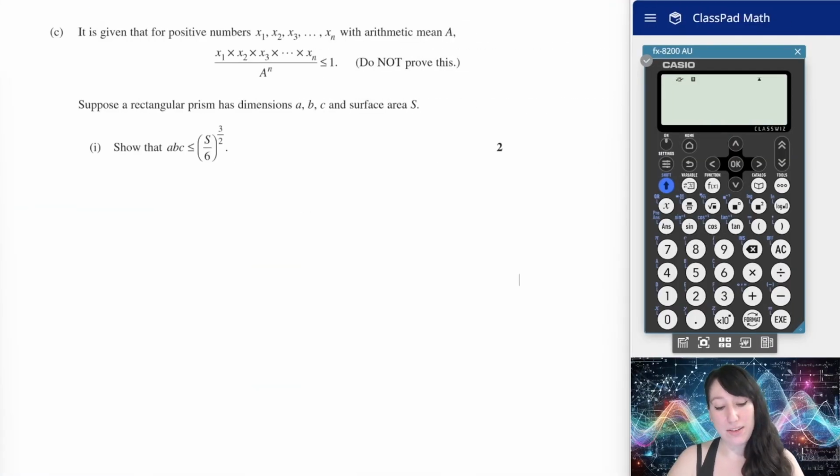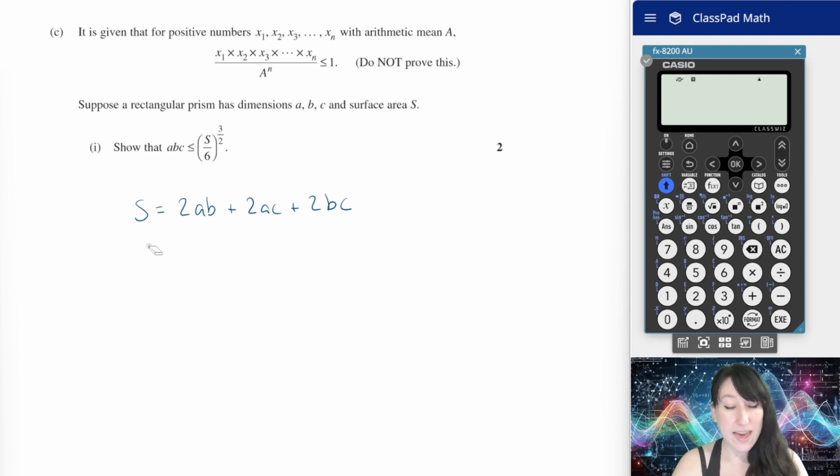Okay, let's get an expression for the surface area of the rectangular prism with the dimensions A, B, and C. The surface area would be 2AB plus 2AC plus 2BC. Now, if we turn this expression into an arithmetic mean, we are adding 6 terms: 2 AB terms, 2 AC terms, and 2 BC terms. So a, the arithmetic mean, would equal S divided by 6, since again there are 6 terms being added.